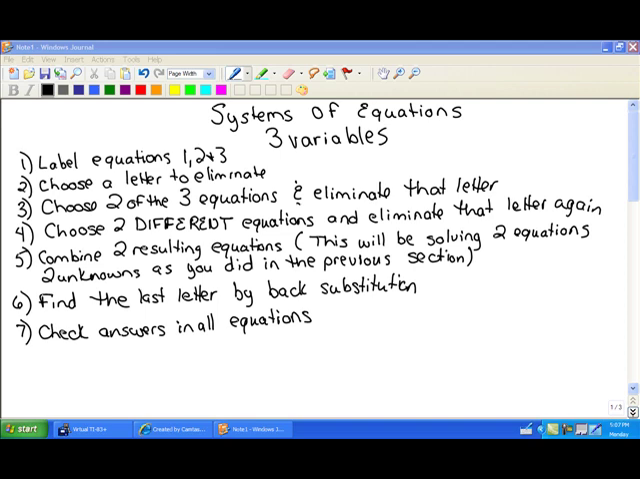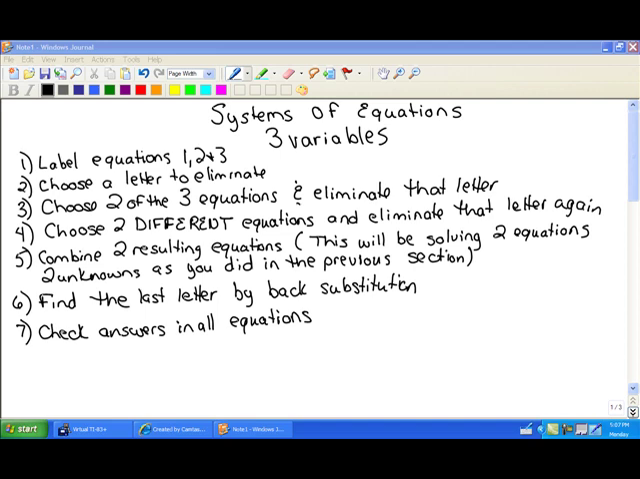Then from the beginning, choose a letter to eliminate. Choose two of the three equations and eliminate that letter. Then you're going to choose two different equations than you chose in step 3 and eliminate that letter again. You're going to take your two results from steps 3 and 4 and combine the resulting equations.